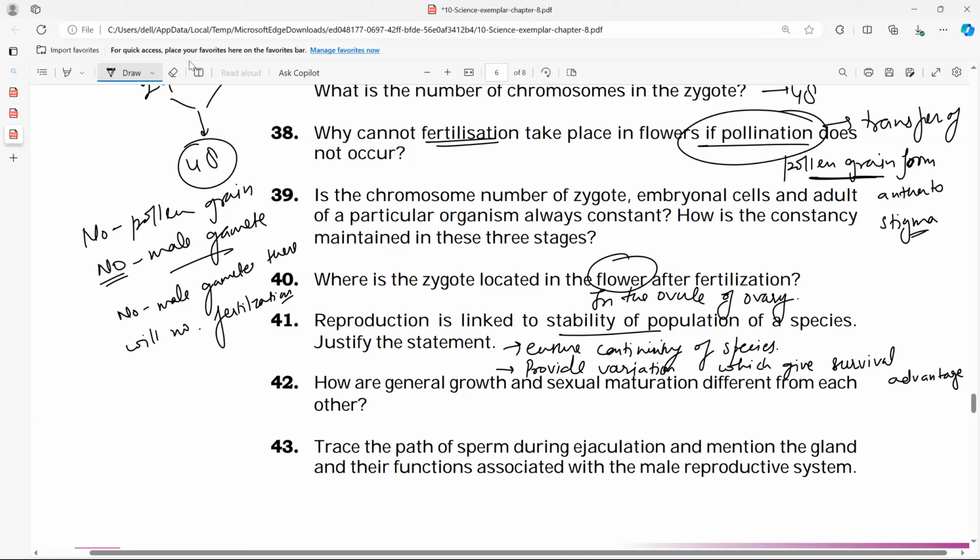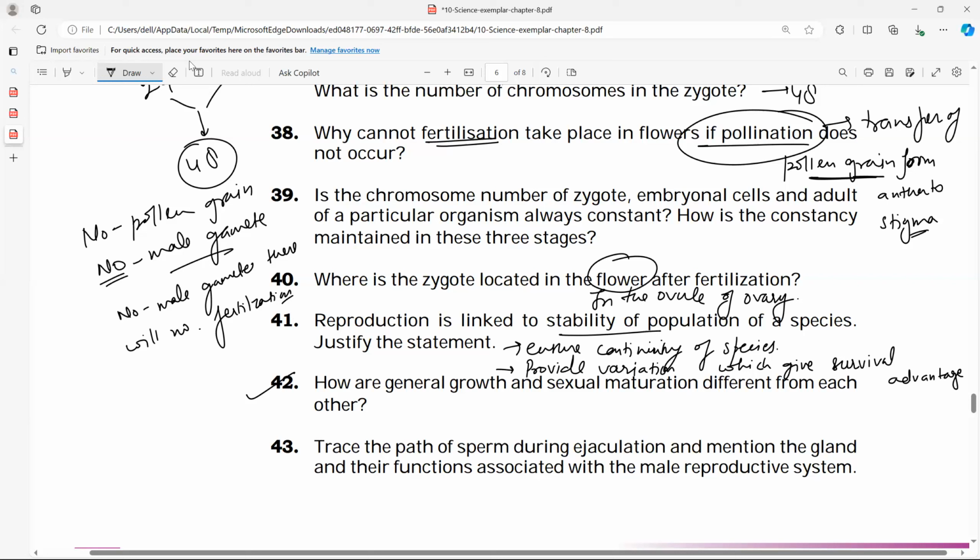Next, how are general growth and sexual maturation different from each other? General growth is for the development of other parts of the body, while sexual maturation is for the sexual organs. We can say that general growth is the growth of the other parts of the body, like the limbs, feet, face. But sexual maturation is the growth of the reproductive organs so that they are capable of reproducing. Like in human, when male and females attain the age of puberty, their reproductive organs are active and they are capable of reproducing.